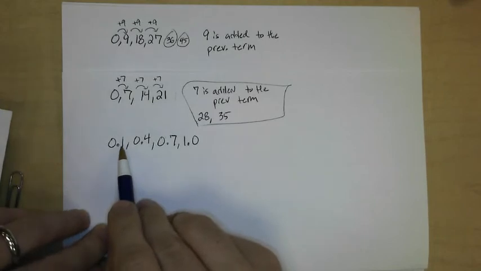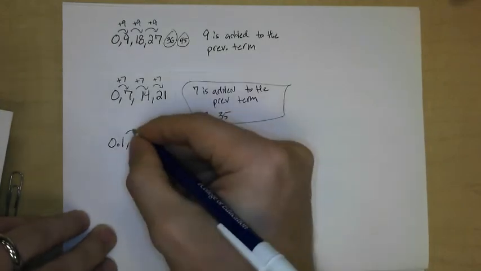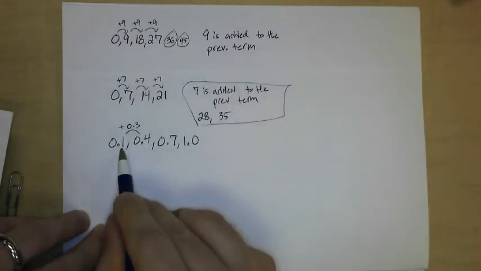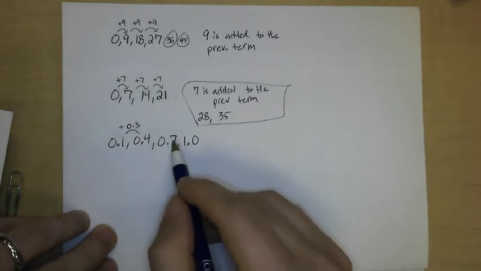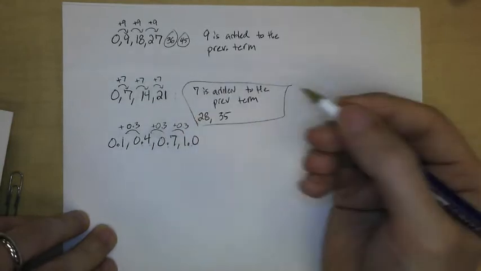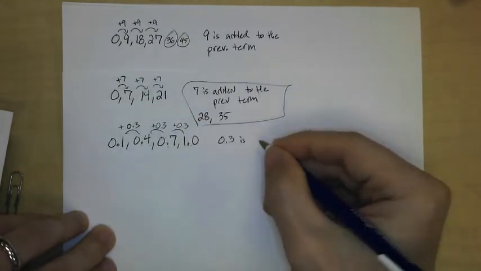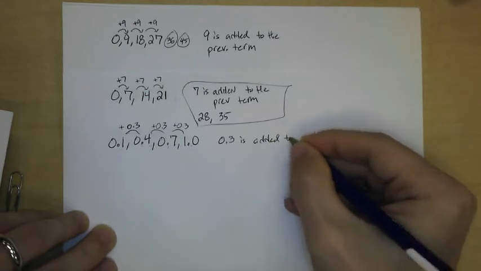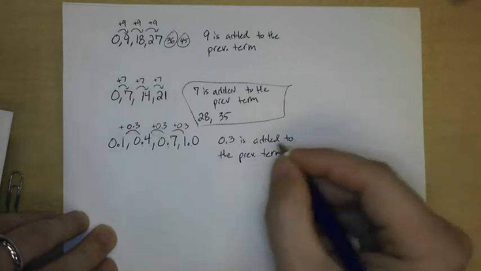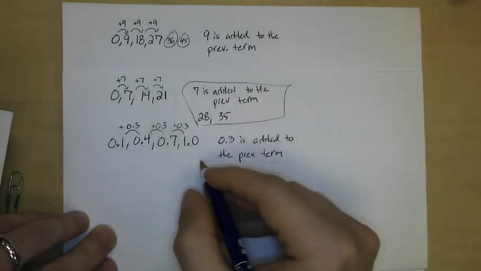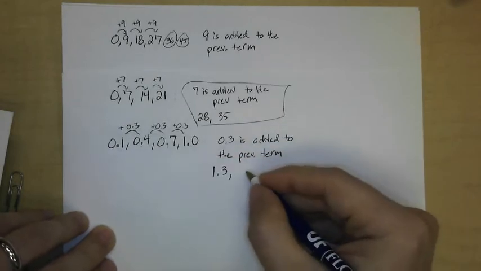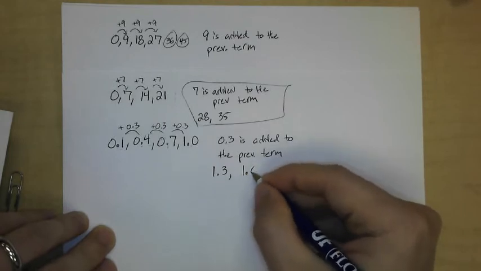For this one right here, same thing. From 0.1 to 0.4, we have a difference of 0.3. Again, if you couldn't see that, you would take 0.4, subtract 0.1 in your calculator or on paper. Same thing here, same thing here. So for our sentence, it's going to be just like this, just with different numbers. 0.3 is added to the previous term. And our next numbers, we're just going to add 0.3. So 1.0 plus 0.3 is going to be 1.3. And 1.3 plus 0.3 is going to be 1.6.